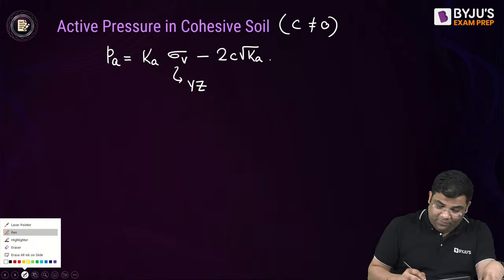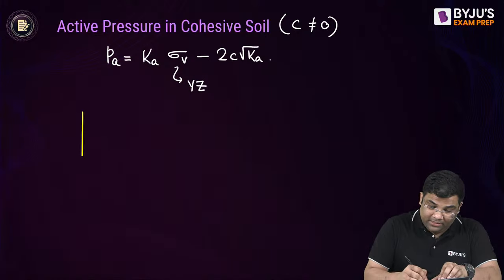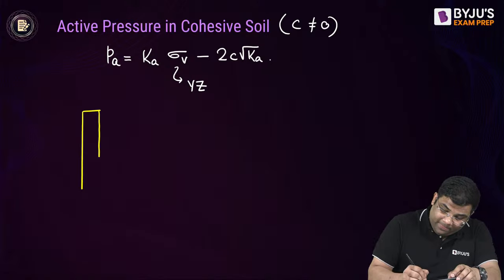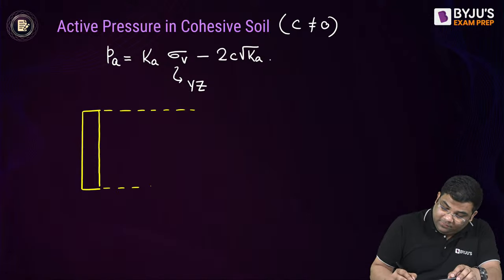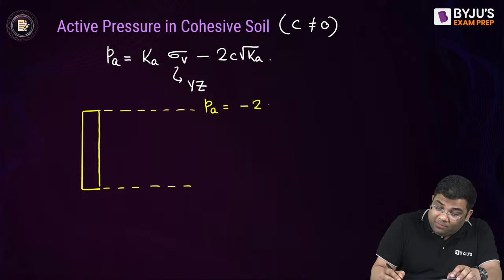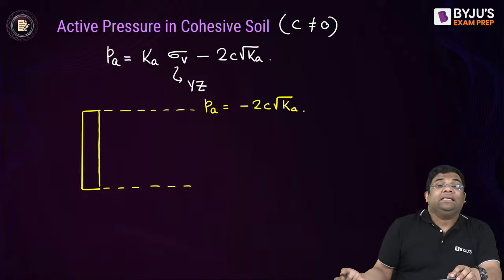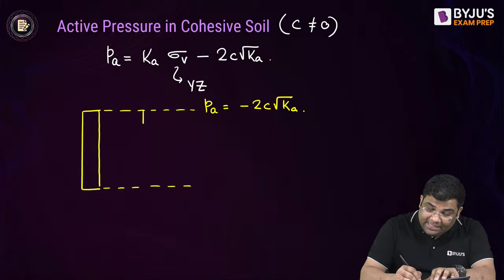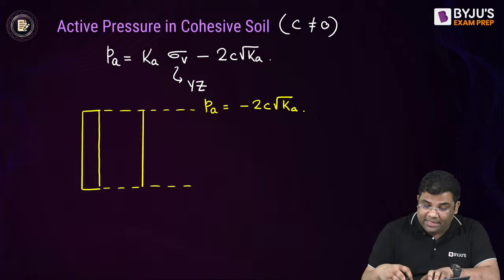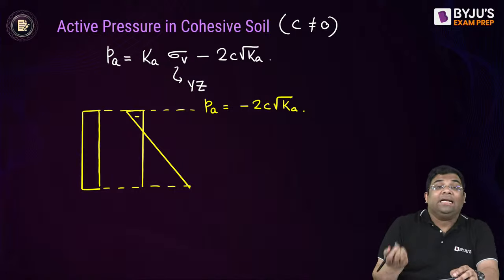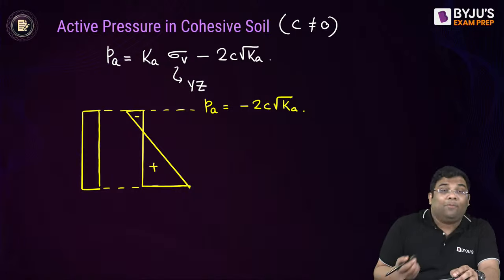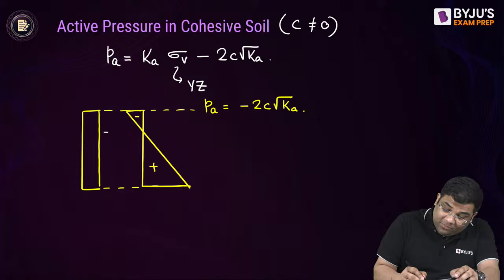Now you can see that if I am drawing this, suppose this is the retaining wall, and this is the backfill. What happens at the top? Z is 0. So the active pressure becomes minus 2C root Ka. So we get a negative value at the top, and this will be the distribution. Here we get a negative earth pressure, and below it we get a positive earth pressure.